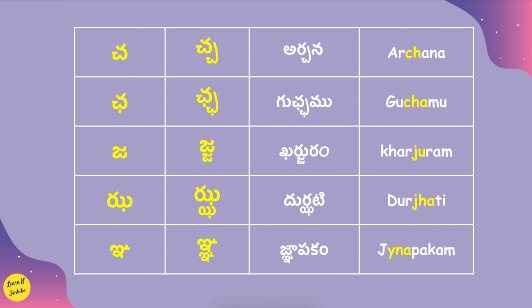Chh, Guchamu, which is a bunch. J, Karjuram, which is a date. Jh, Durjhati, he's a poet. Nya, Nyapakam, which is to remember.